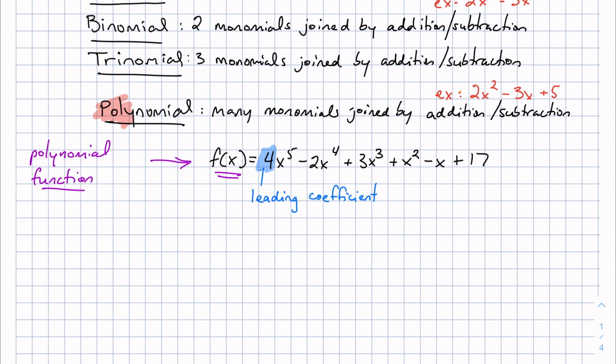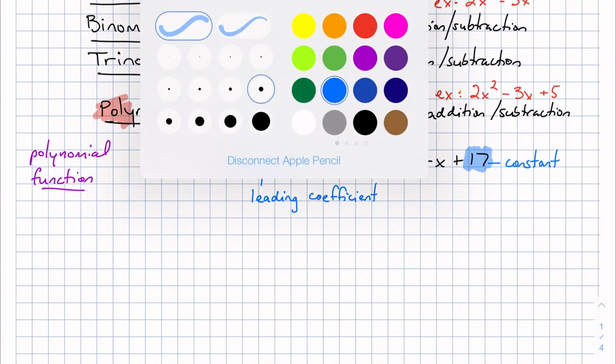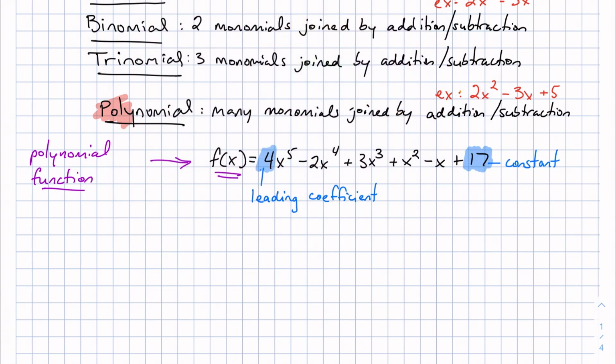Then my constant is over here, the number 17. My constant is just a term without a variable. It's just 17. It's not 17x, it's not 17x squared, it's just the number. So I have my leading coefficient, I have my constant. The other important piece here is the degree.